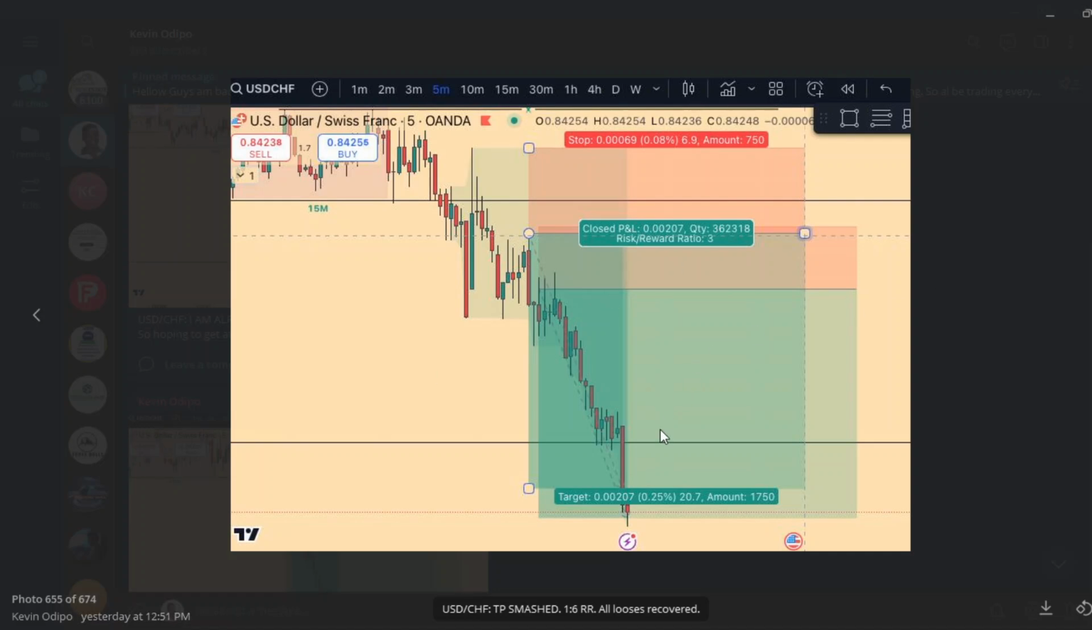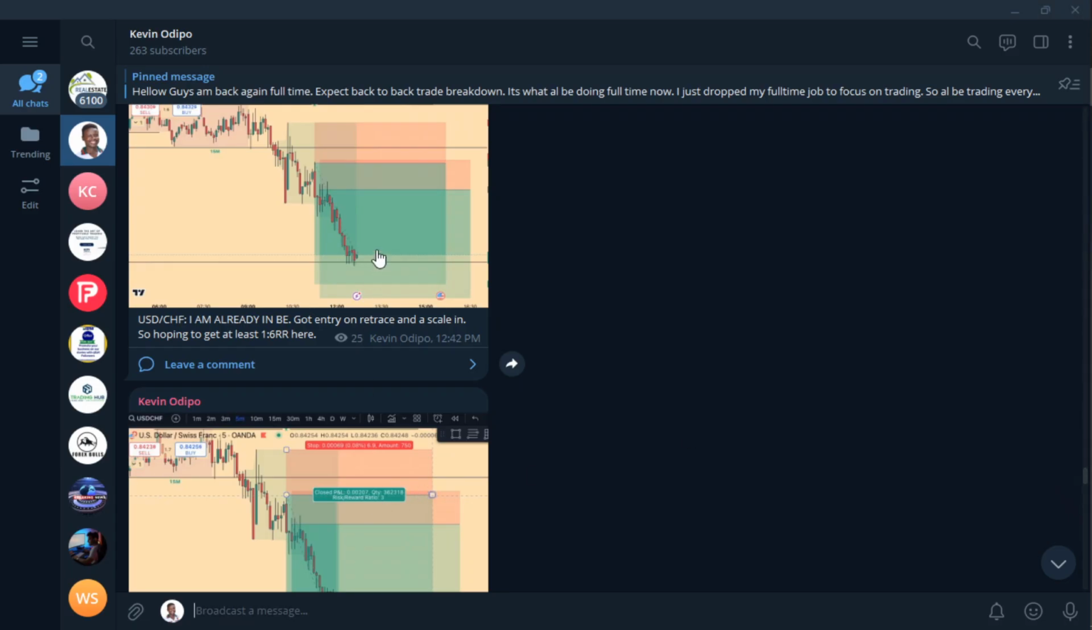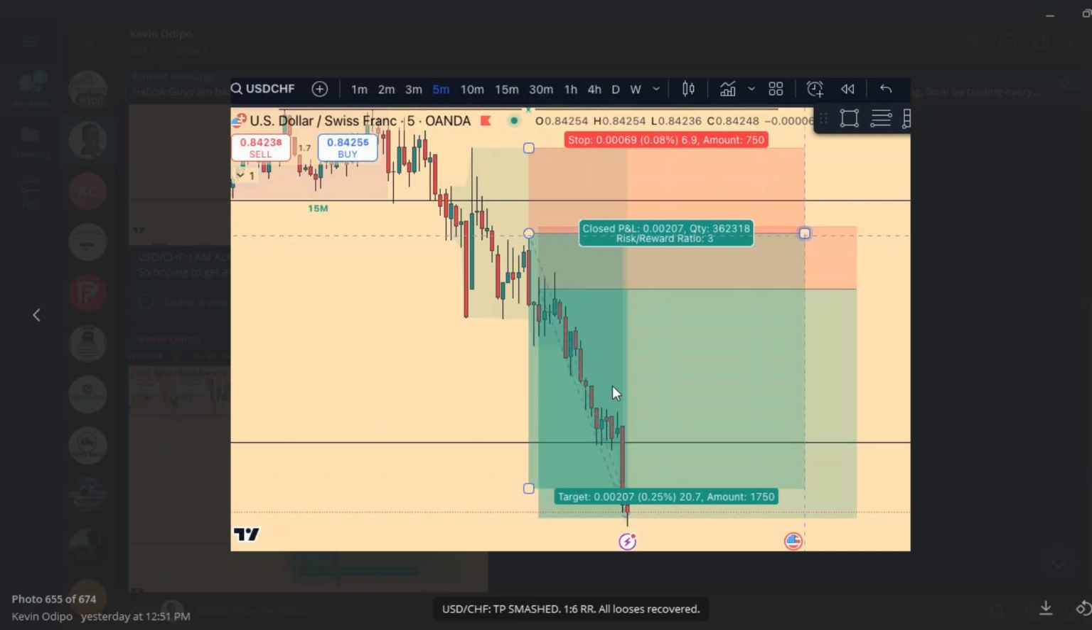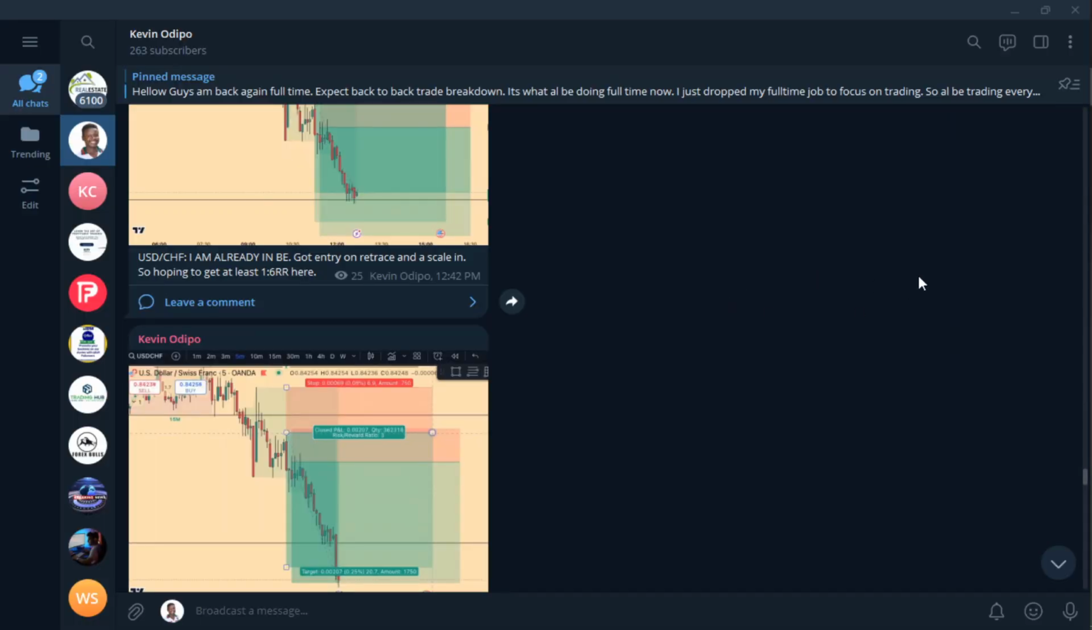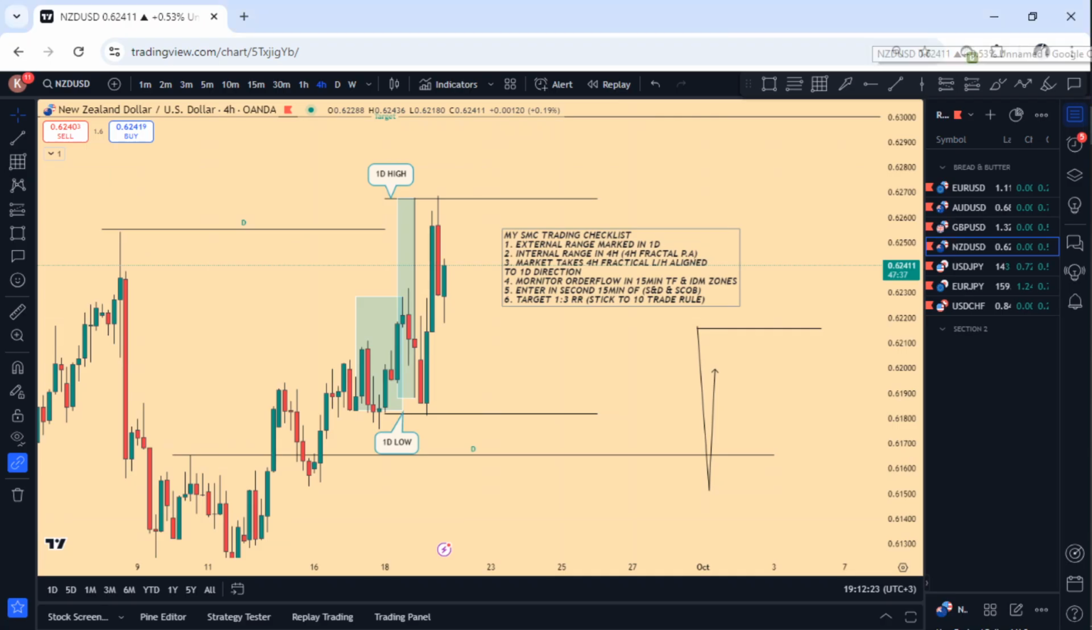So this is the trade. Took 1 to 6. This is 1 to 6. As you can see, TP was smashed. TP smashed 1 to 6, more than 1 to 6. I'm going to do a trade breakdown immediately after this video. So if you see this video, just know that the next trade is that.